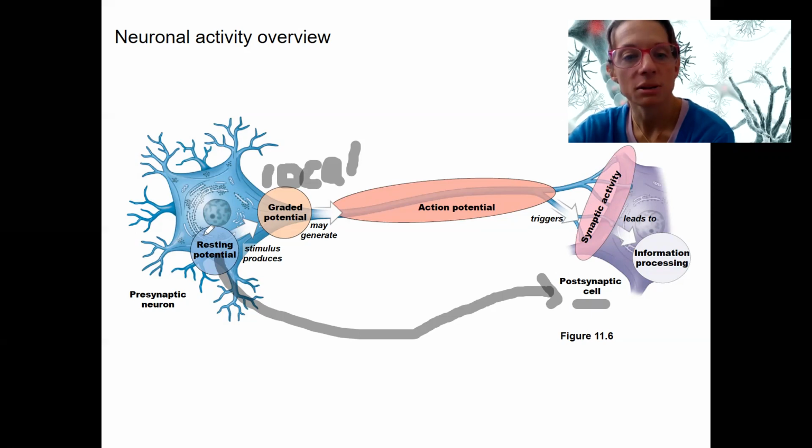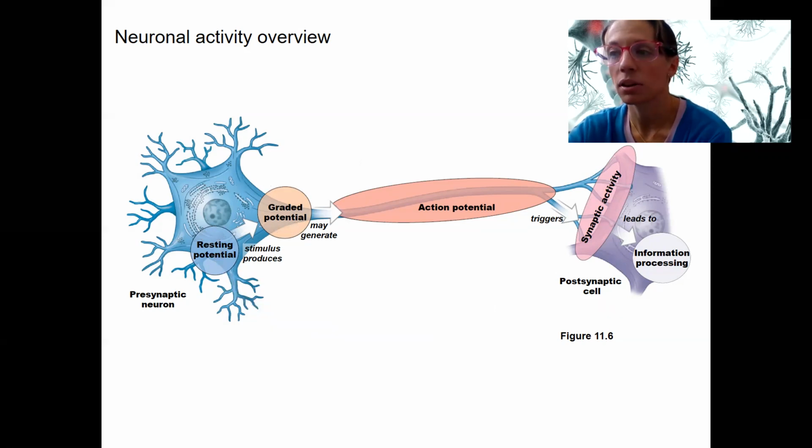We've already done resting potential. We're going to start here now, then do action potential, do the synapse, and with the synapse, we'll then bleed into the next neuron. So we go back to graded potentials in the second neuron again. It's kind of an overview of really the rest of neural signaling.